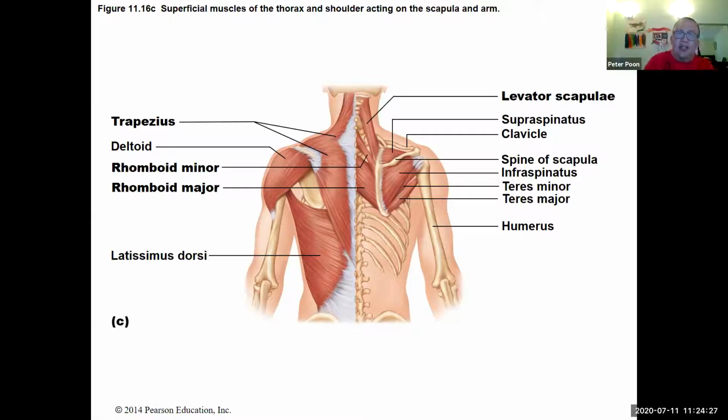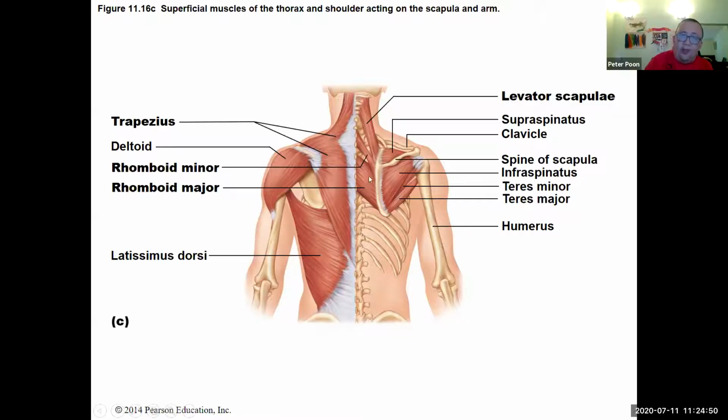It's always a synergist for everything, because it's so broad and the fibers go in so many different angles. You can make it do just about anything. But since it's so thin, it doesn't do very much. It's never the prime mover. So that's the trapezius.